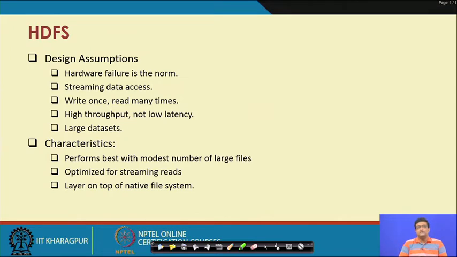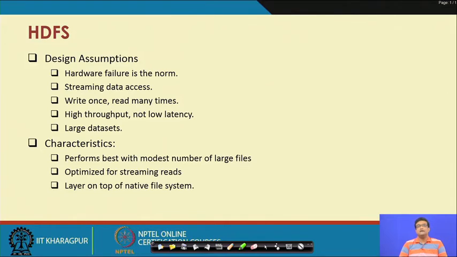So what are the design assumptions behind the Hadoop distributed file system? The first design assumption is that hardware failure is the norm. All the data that you store in the Hadoop distributed file system has to be tolerant to hardware failure, that is, at any point in time a particular disk that you write the data in may fail, and hence it should have a backup of that data. This is the first assumption.